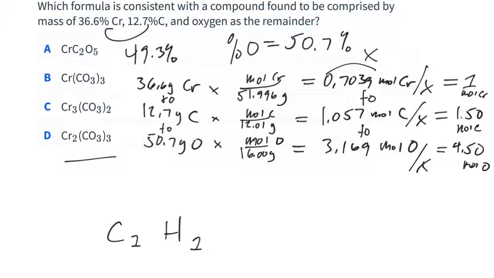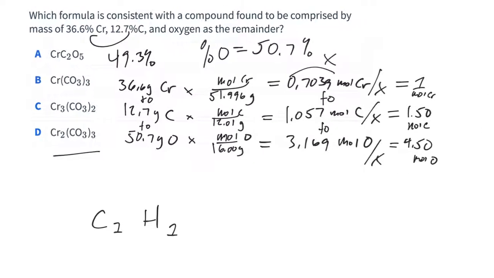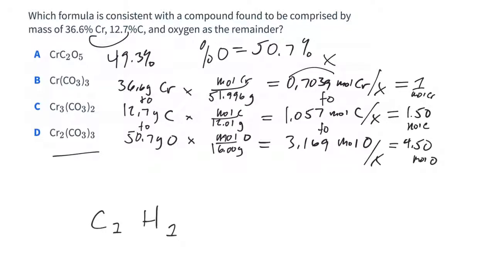All right, so let's check out here. So we do end up at Cr2C3O9. So the way you might wrap this problem up is once you divide by the smallest, you get 1 mole of chromium to 1 mole of carbon to 4.5 moles of oxygen. The key is remembering that this is a ratio. So if I multiply one of these by 2 and I don't multiply the others by 2, then I throw all the ratios off. So if I change any of these, I have to change all of them to keep the ratios intact.